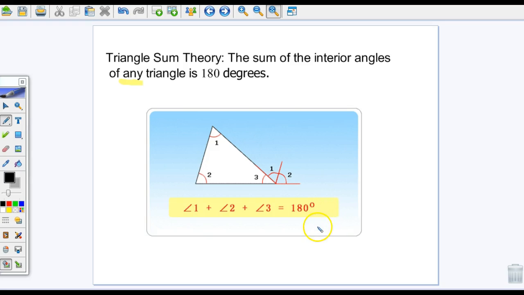This is going to come in handy when we look at transversals and when we do some more geometry later on. Go ahead and copy this definition and copy the example. Press pause, get that done, and when you're ready to join me again, go ahead and push play. See you in a few.